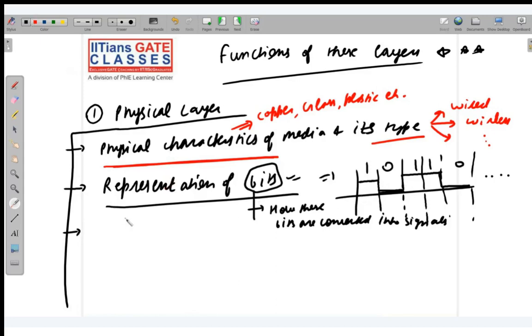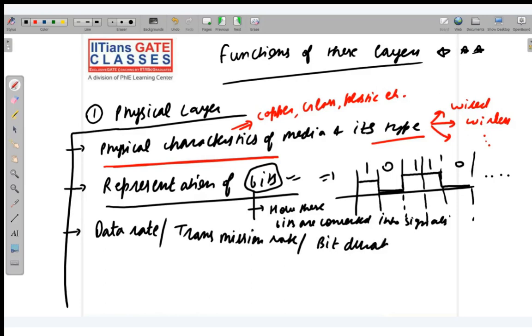Next is data rate, or transmission rate, or bit duration. What do you mean by data rate, transmission rate, bit duration? Let me tell you that on the next slide. Don't worry, I will give you time to take a snapshot, because I will complete these functions also.